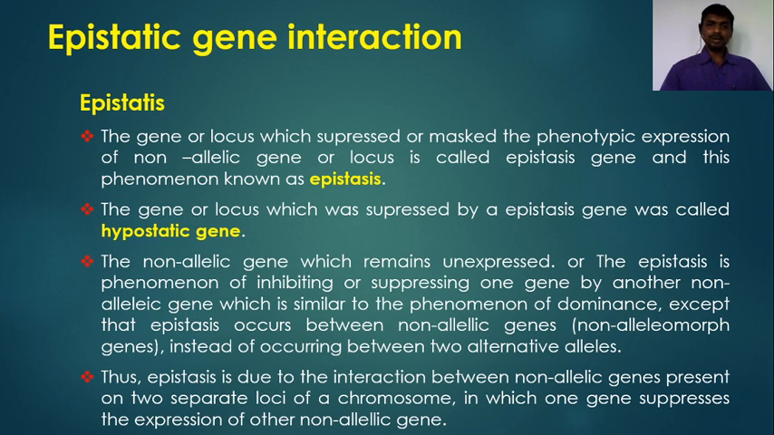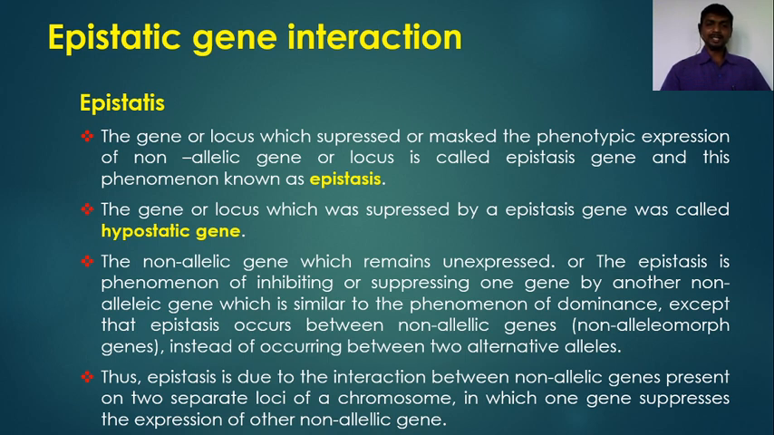But in this case we have two different genes. So these we say are non-allelic genes. The alleles of these genes are different. Suppose one gene we name as A, another gene we name as B. So capital A, capital B, these are the alleles of two different genes. These are non-allelic genes. So epistasis occurs between the non-allelic genes, while the phenomenon of dominance occurs between the allelic genes. These are the alleles of the same gene or a single gene, but here we consider two different genes.